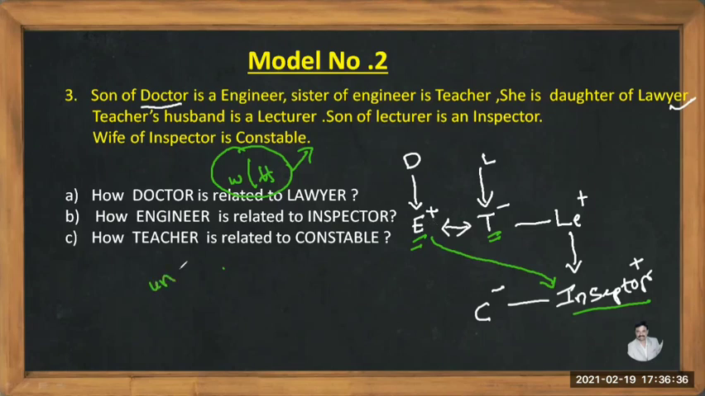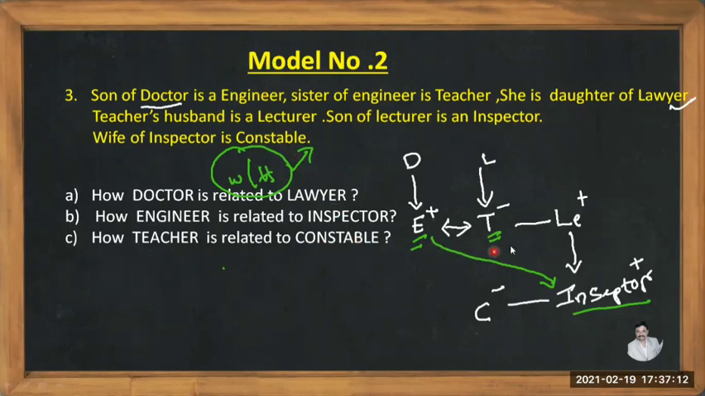If there is only the option uncle, you can select that option. If they mention either maternal or paternal, maternal means this relation comes from the mother, paternal means this relation comes from the father. As this relation comes from the mother, that is maternal uncle. Okay, if it doesn't mention directly, we can select uncle here. And the next one, how is the teacher related to the constable?